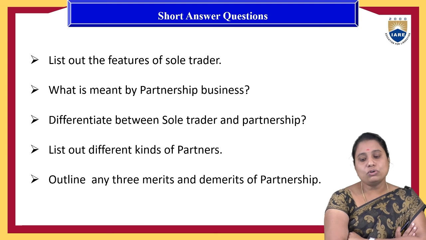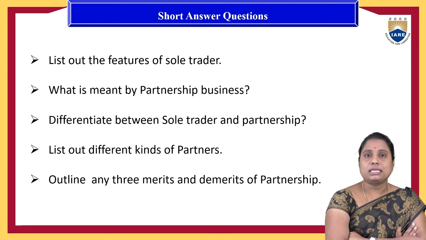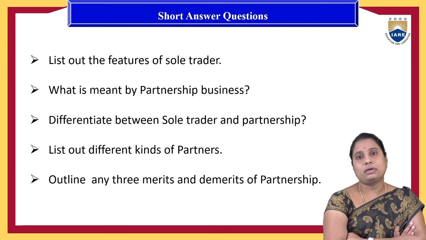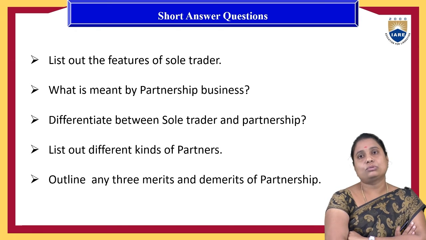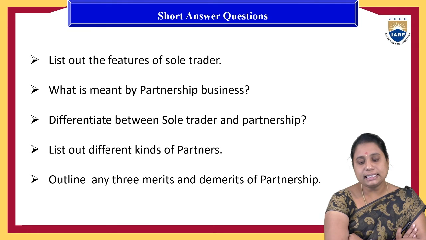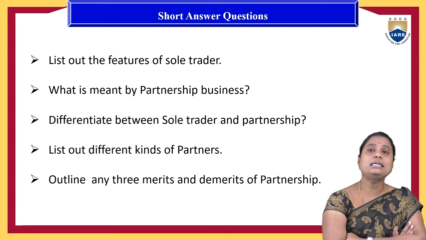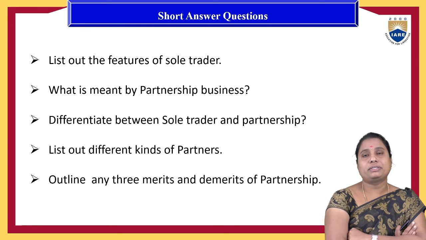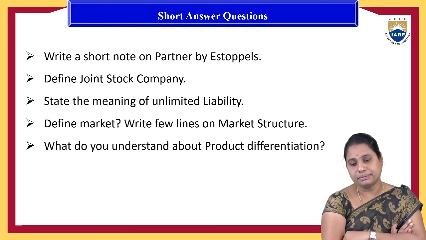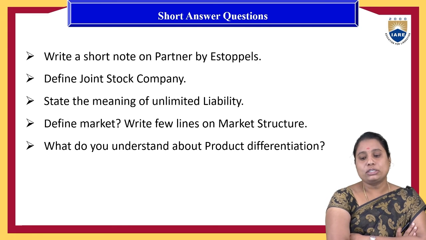Here we need to explain the characteristics of the solo trader and partnership side by side. Then list out different kinds of partners, like active partner, sleeping partner, business partner, the various kinds of partners we have discussed. And outline any three merits and demerits of partnerships, the advantages and disadvantages of partnership businesses. And write a short note on partners by estoppel.